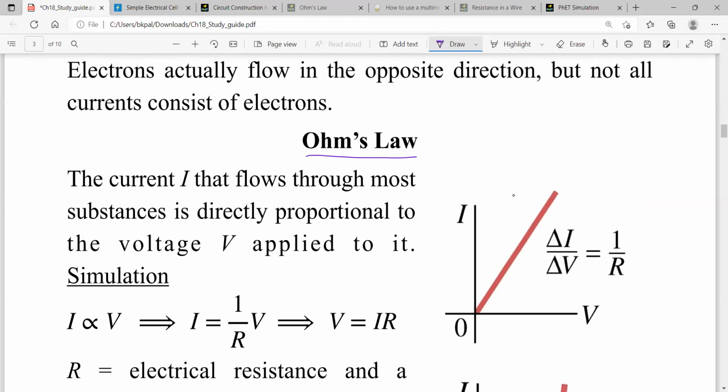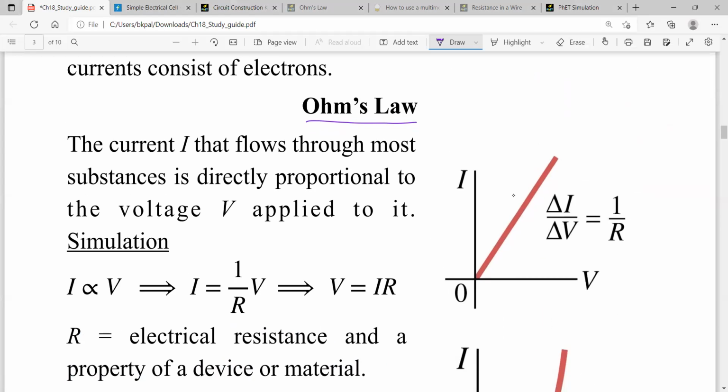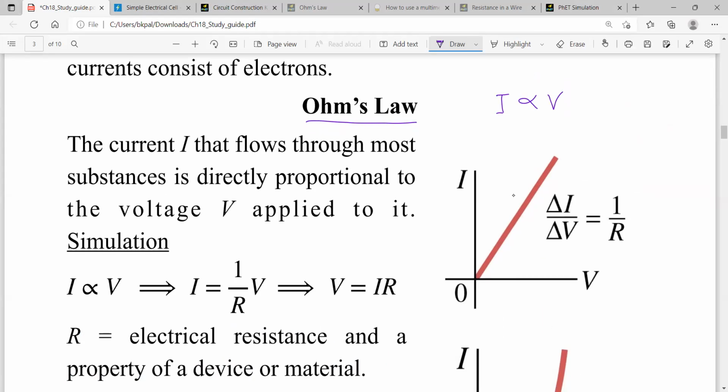All right, the next thing I'm going to tell you is Ohm's law. So what is Ohm's law? Ohm's law tells us that the current I that flows through a device is proportional to the applied voltage. So the higher the applied voltage, the higher the current.